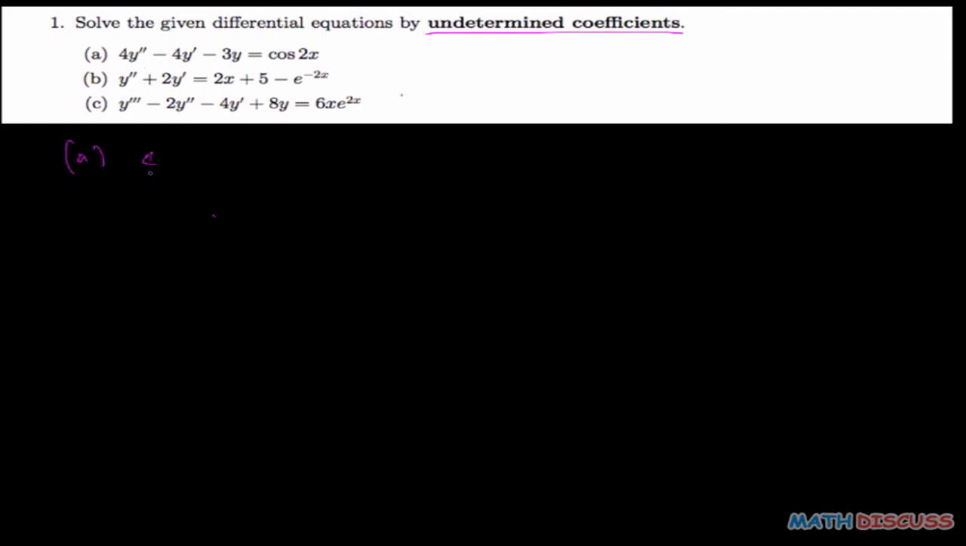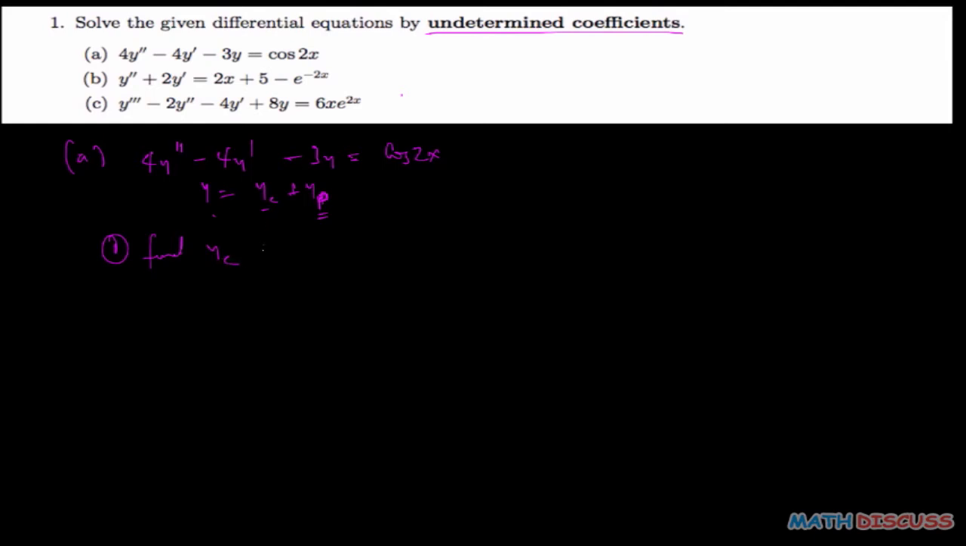The first one, we're given that 4y double prime minus 4y prime minus 3y equals the cosine of 2x. Now to solve this, we know that the general solution should be of the form y equals yc plus yp, where yc is the complementary function and yp is the particular solution. So to start with, I'm going to find yc, the complementary function.